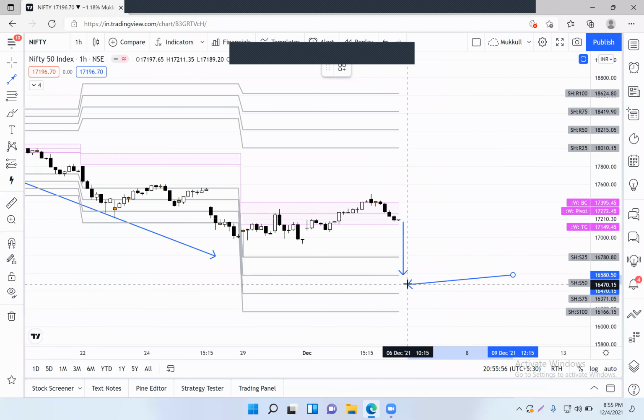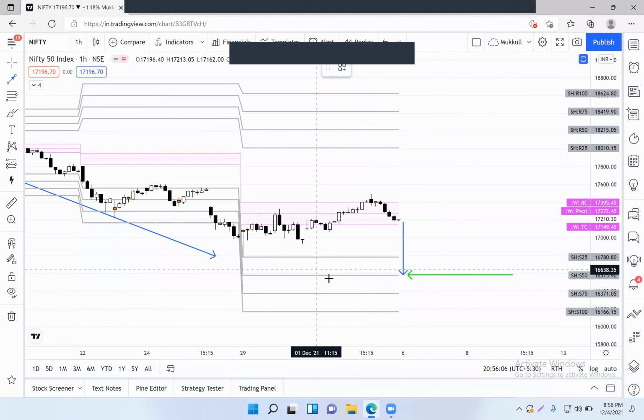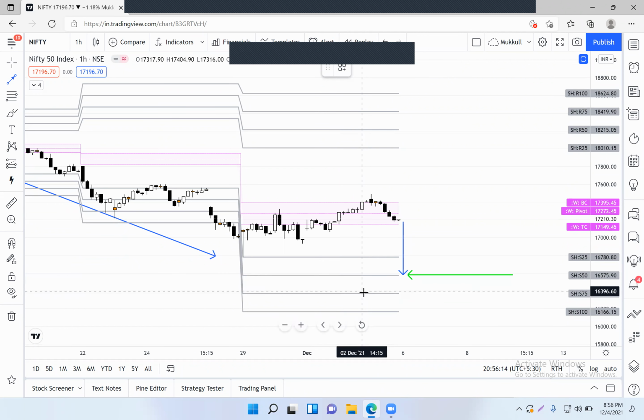I will just use different colors. This one would be your entry. Stop loss is simple. जहां से आपने entry लिया है और whichever support extension you have taken an entry at, the previous support extension would be your stop loss. Okay, and stop loss, remember, would always be on closing basis.